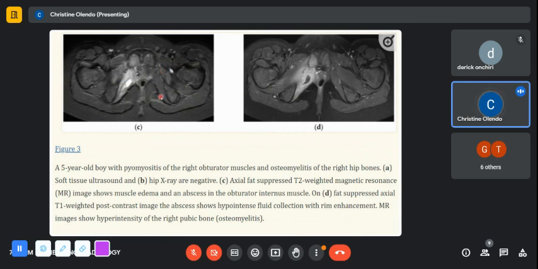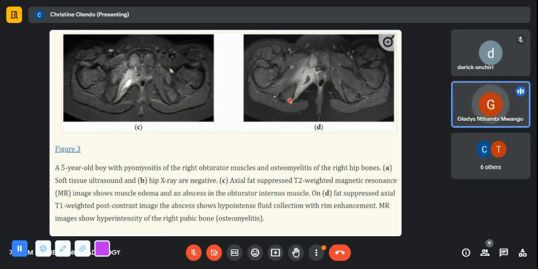So it showed muscle edema of the obturator internus muscle, and a collection which is hyperintense with a thin hypointense ring that is visible. And then on a fat suppressed T1, you can see the hypointense lesion with a rim of enhancement, and also the muscle edema. So this was myositis which has now formed an abscess.